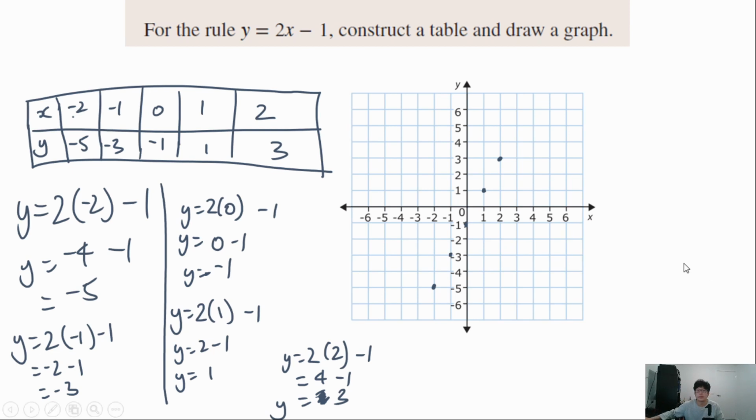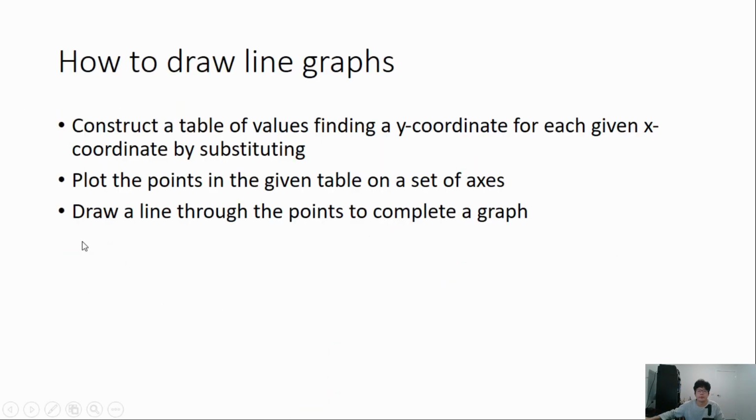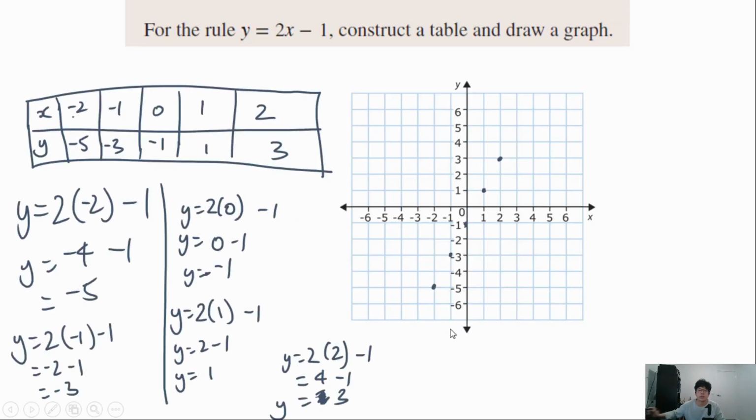Alright, now that we've done step 1 and 2 of how to draw line graphs, we need to move on to step 3, which is draw a line through the points to complete a graph. So now we've got all the points on the Cartesian plane here. I'm just going to draw a line connecting there. When you're doing this in your book, please make sure you use a ruler. I don't have one on me right now, so I'll just make do with that.